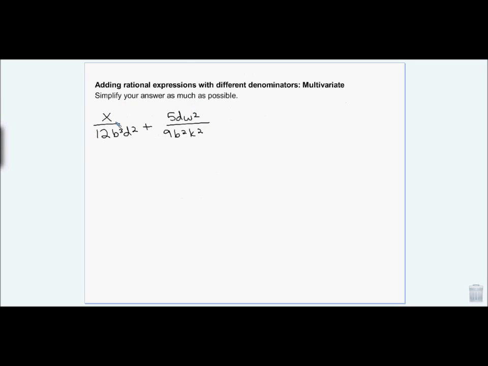Let's try one more. I have 12b to the third d squared and 9b squared k squared. So my common denominator between a 12 and a 9 is going to be 36. That's the smallest number that 12 and 9 both will divide into evenly. I have 3 b's and 2 b's, so I need 3 b's in my common denominator. 2 d's and no d's, so I'll need 2 d's and 2 k's.